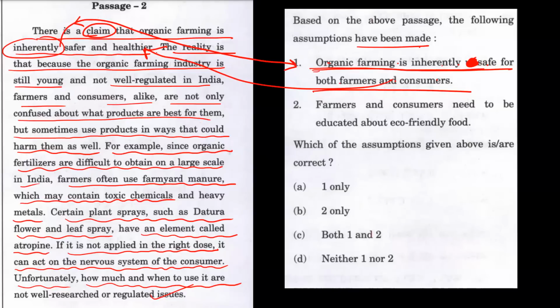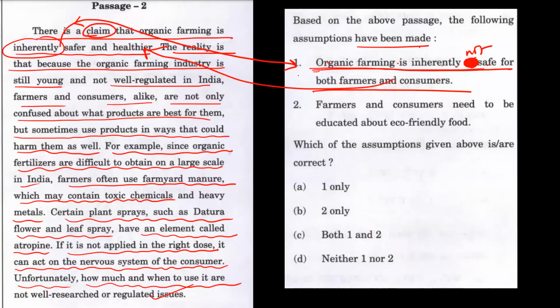Is this clear? Just change the statement to the opposite. Put "not" in the statement, and check it in the passage.